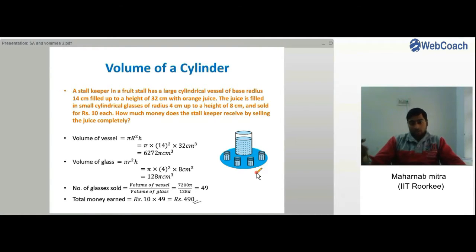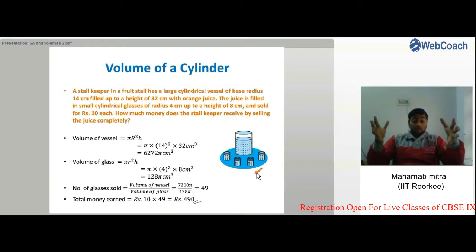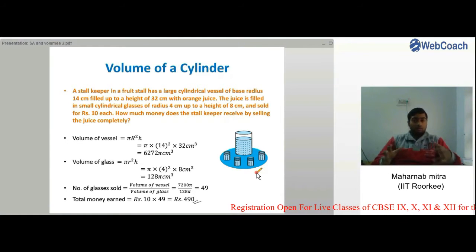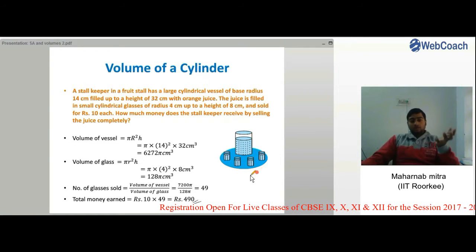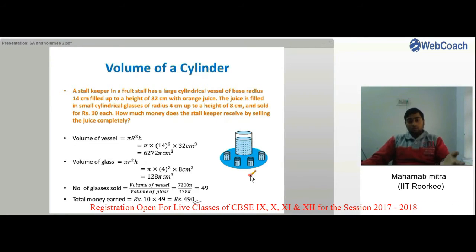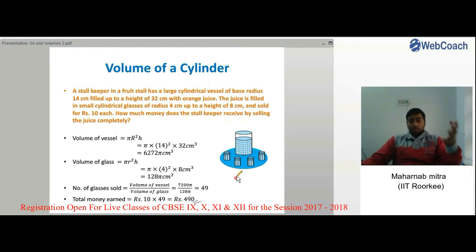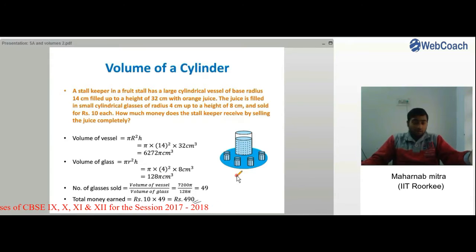Then after we have got the number of glasses sold, we multiply it with the cost of one glass. The cost of one glass multiplied with the number of glasses sold will give us the total cost, which is the total amount of money earned by the stall keeper. So this is how we can use the concept of volumes to find the solutions for such big questions, which actually seem big but are not if broken down in a systematic way.